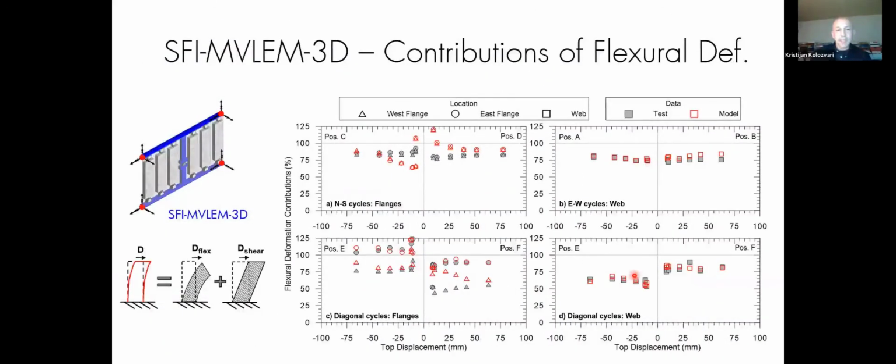Next thing we looked at here is the amount of nonlinear shear and flexural deformation. So if you have a total deformation, you can break it down into shear and flexure, right? And here we're seeing the contribution of flexural deformations to the total displacement. And again, in some directions and in the web particularly, SFI MVLEM 3D is doing very well. In the flanges, not that well.